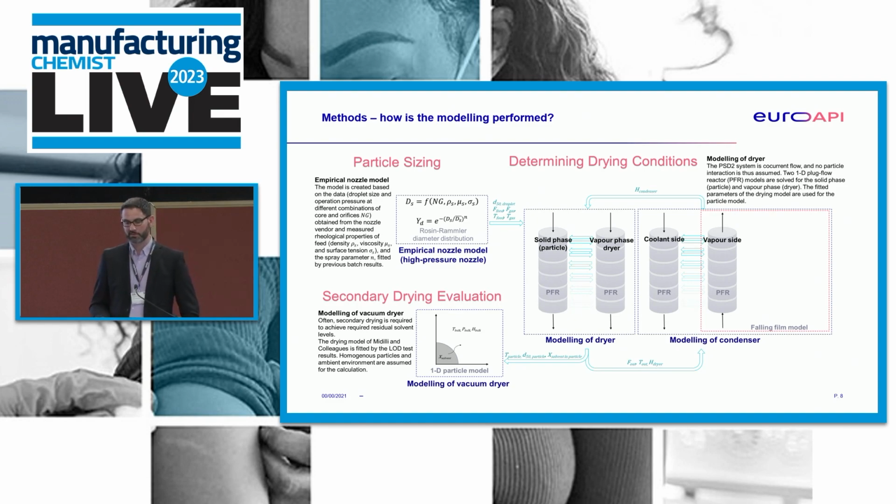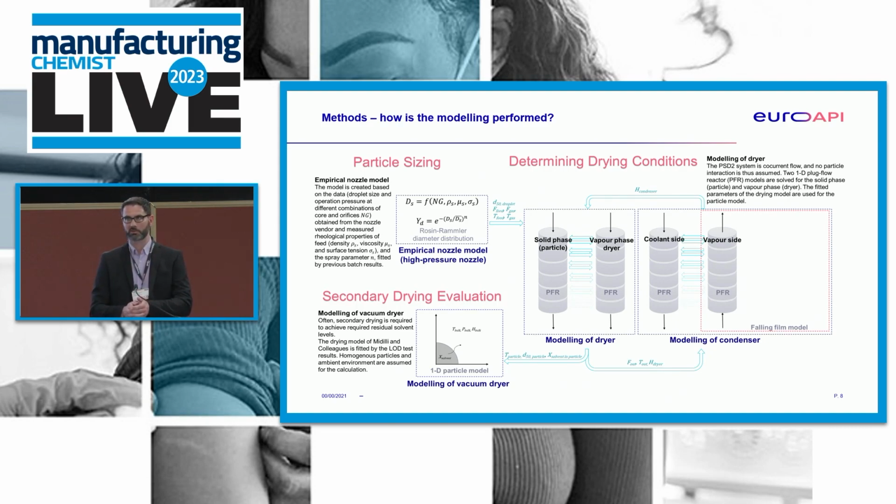There's the drying conditions itself. So there's different factors we look at here in terms of the conditions inside the dryer, what's happening with the condenser, the thermodynamics, to really try and point at what conditions should we start with, what design space should we explore, and what is the best starting point for the run. We can also model the secondary drying, so this is usually important in terms of cycle time.